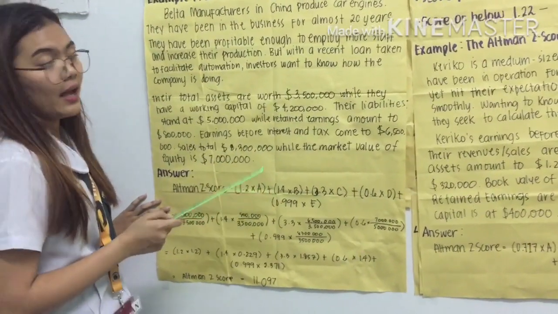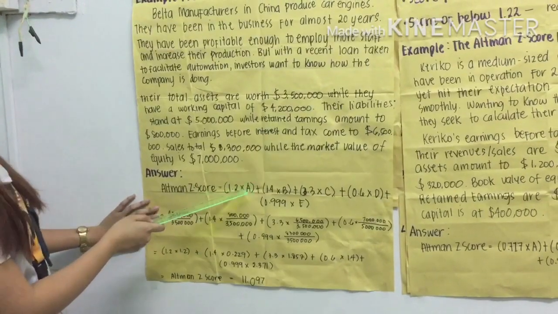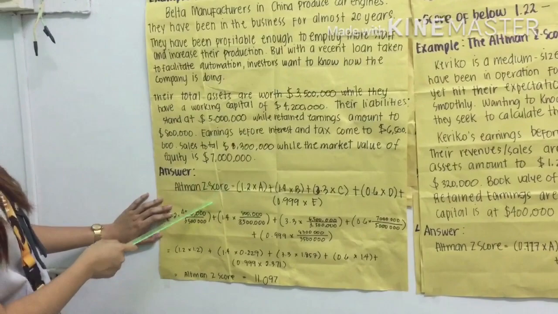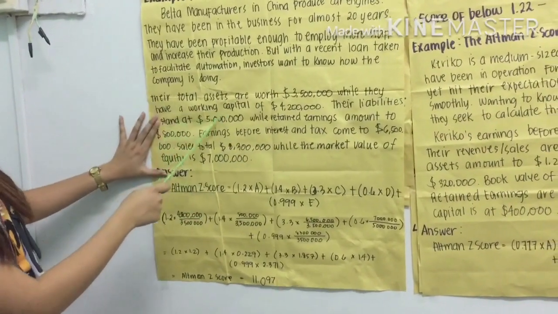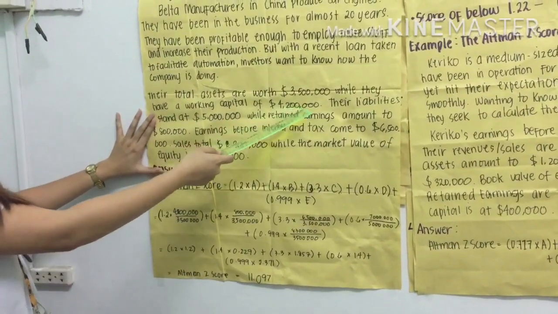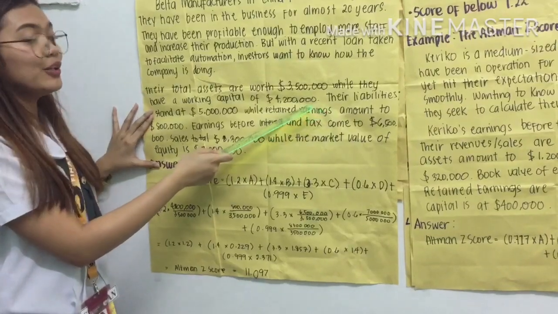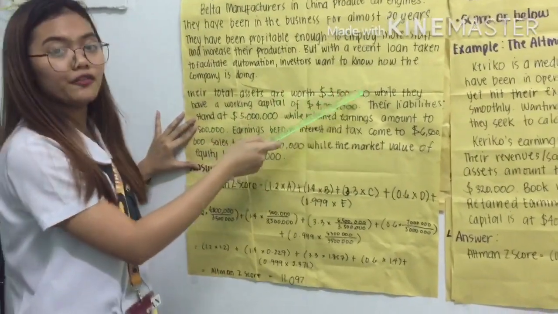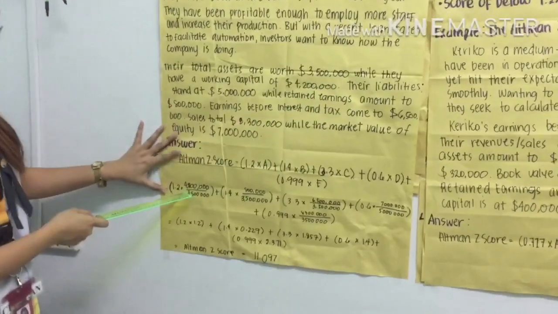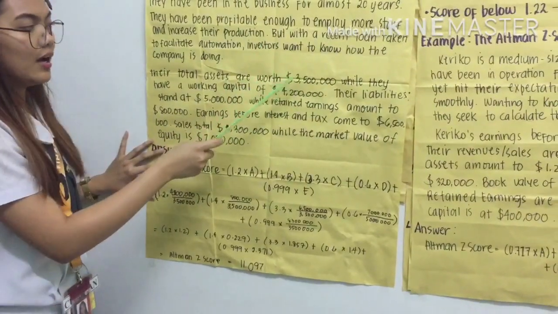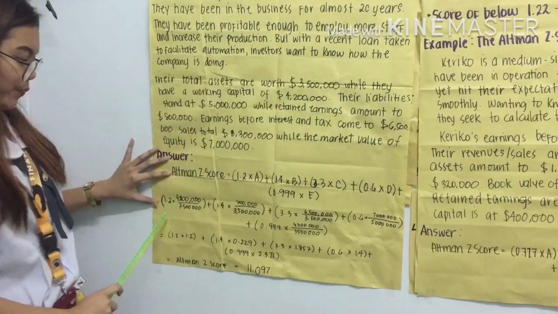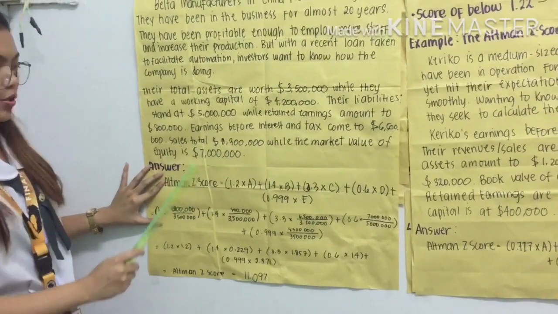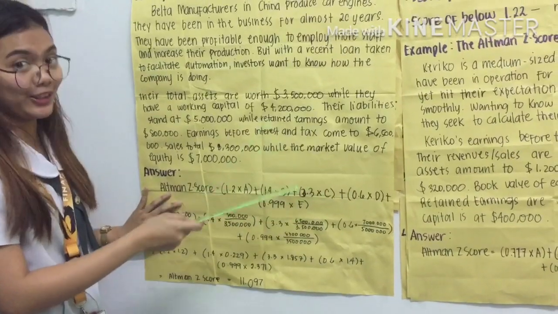So we know that A is equal to working capital over total assets. So the working capital here is 4,200,000 over the total asset, which is 3,500,000. So the quotient of this will be multiplied by 1.2 for letter A. So next is for letter B.